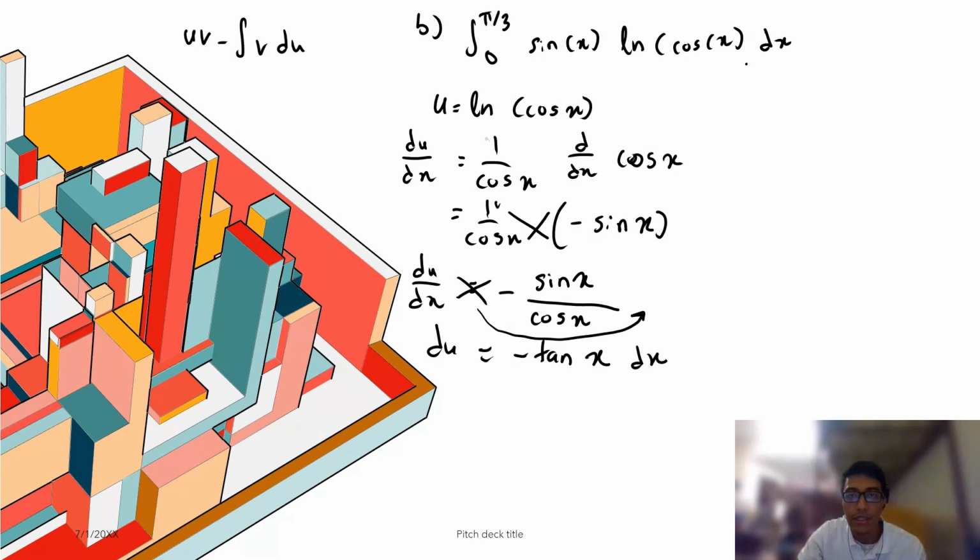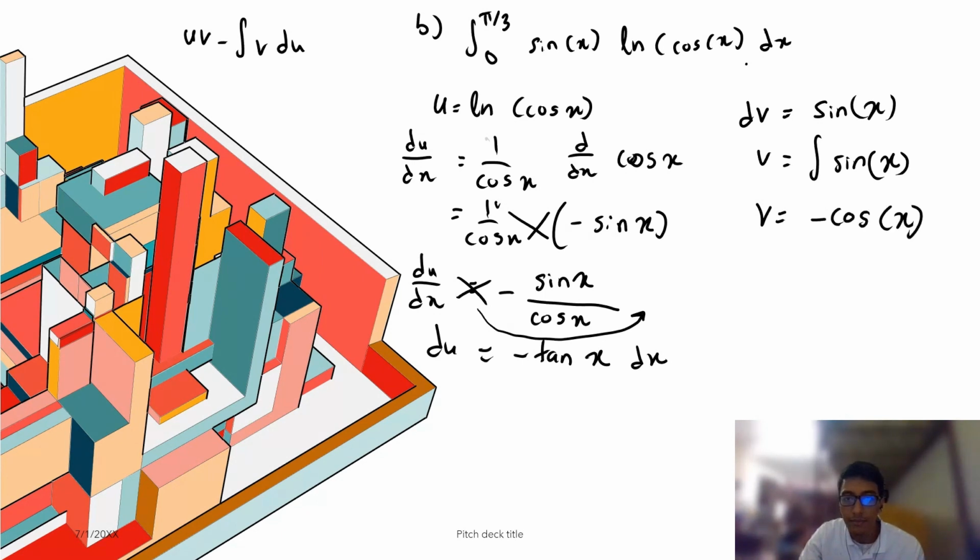For dv equal to sin x, v equal to integral of sin x, so v is negative cos x.